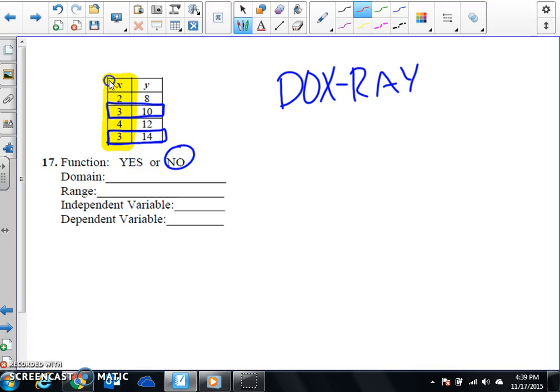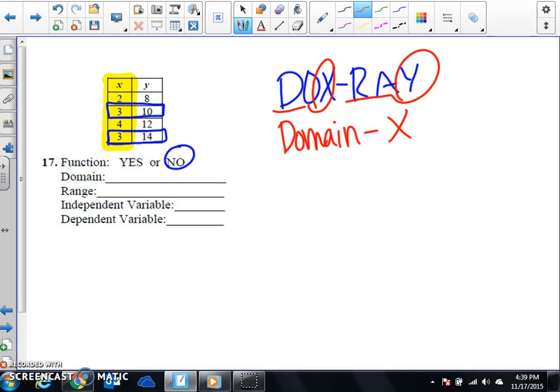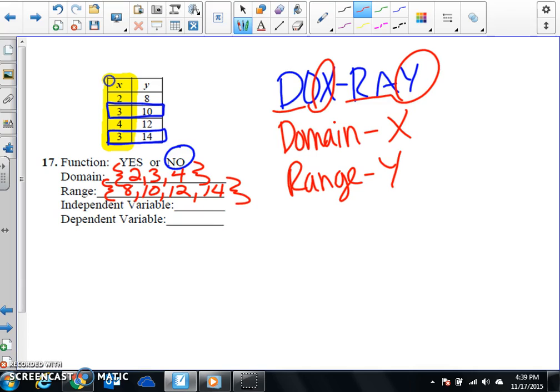That helps us because the domain are the x values, and the range are the y values. So the domain are the values 2, 3, 4. You don't have to write 3 twice because it's already implied. And then the range is 8, 10, 12, 14.